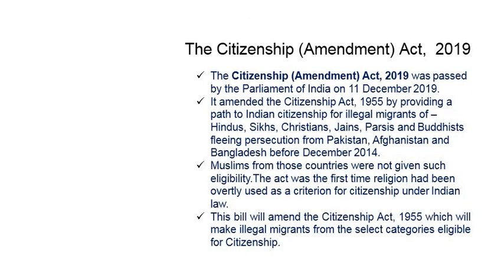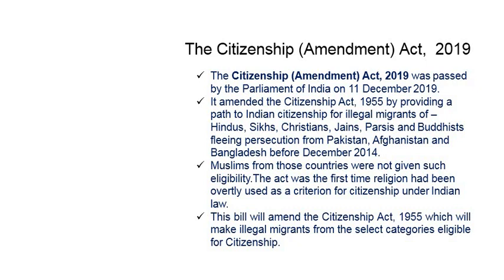What is the CAA, the Citizenship Amendment Act 2019? All the drama that was going on. The Citizenship Amendment Act 2019 was passed by the Parliament of India on 11th December 2019. It amended the Citizenship Act 1955 by providing a path to Indian citizenship for illegal migrants who are Hindus, Sikhs, Christians, Jains, Parsis and Buddhists fleeing persecution from Pakistan, Afghanistan and Bangladesh before December 2014. Muslims from these countries were not given such eligibility.